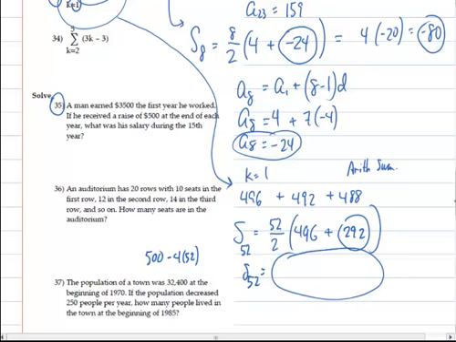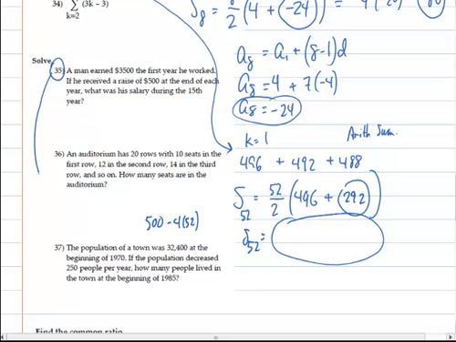Now we look at number 35. It's a word problem about a man who earns $3,500 for the first year he worked, and he receives a raise of $500 at the end of each year. What was his salary during the 15th year? So that's basically just asking you what A15 is. They didn't ask us to sum up the 15 years. They just asked us what is his 15th year salary.